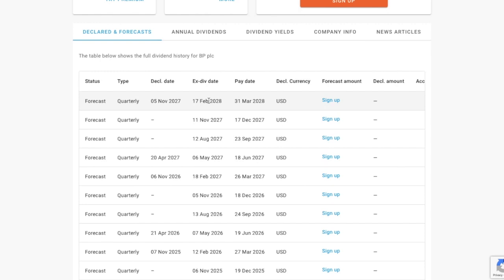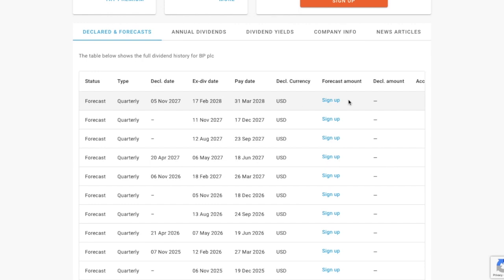But this ex-dividend date is the deadline of when you have to have held the shares by if you want to receive the dividend, which will be paid on the 31st of March, 2028. So the deadline is the 17th of Feb. The payment date is the 31st of March. Here we have the declared currency. That's just for this particular stock. You can usually find different currencies for each company. Although it is a UK-based company, you can have a version of it on the stock market that pays in US dollars, which is the one I'm looking at now.